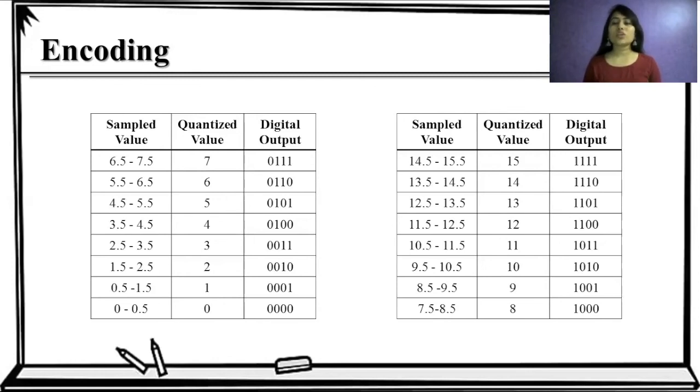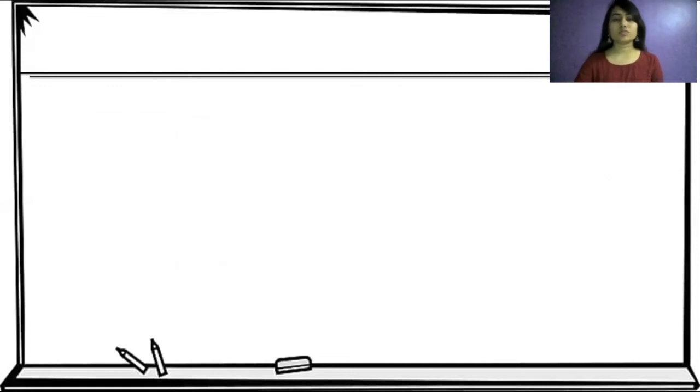So this is how we can convert analog information into digital information using sampling, quantization and encoding. Here we have a quantized value and its equivalent digital information, basically a binary representation of the given decimal number. For 0 we have 0000, for 1 we have 0001, for 2 we have 0010, for 3 we have 0011, and so on. So this is how, using these three processes, sampling, quantization and encoding, analog information can be converted into digital information.